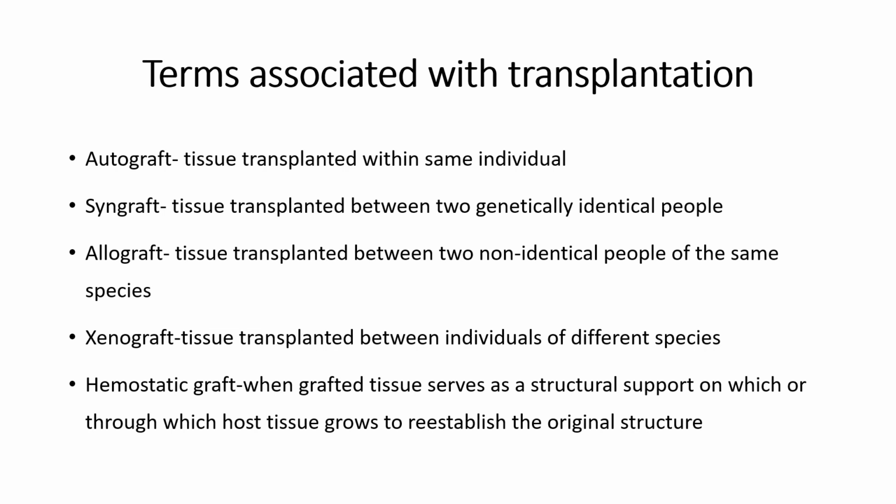And a hemostatic graft is when grafted tissue serves as a structural support or through which host tissue grows to reestablish the original structure. So for example, a hemostatic graft could be a rib bone that is there to structurally support other grafts.